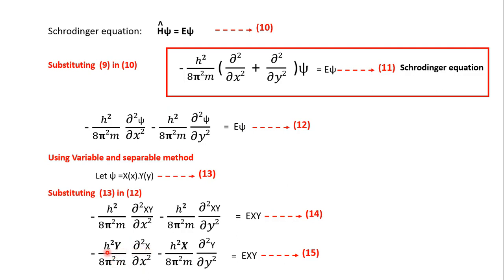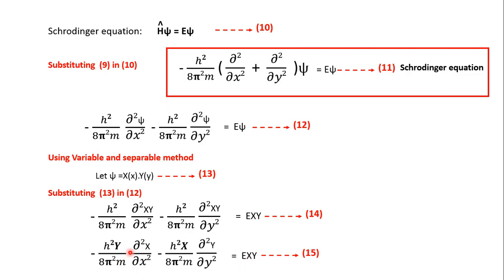Now if you look at the first term on the left hand side, it once again contains x term as well as y term. The second term also contains y as well as x term. The term on the right hand side also contains x as well as y. Now divide equation 15 by capital X capital Y.